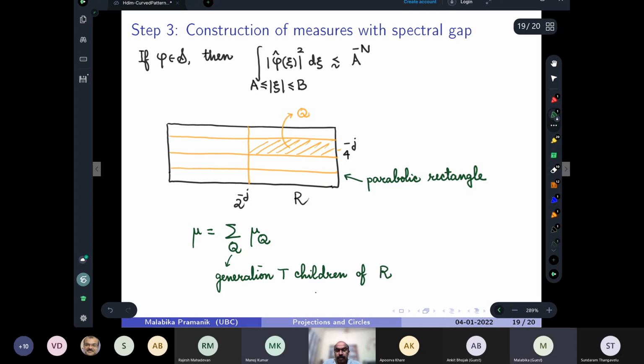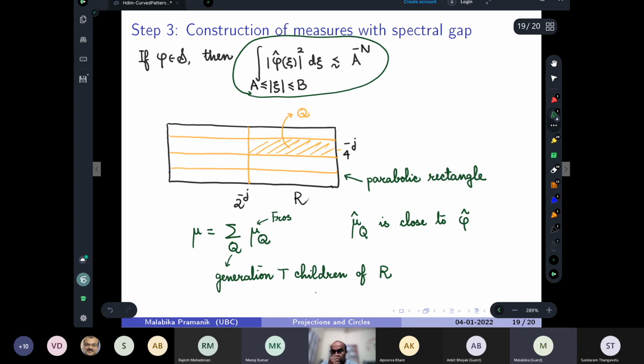This mu sub Q is carefully crafted in such a way that mu Q hat is close to phi hat, because phi hat is the one which seems to have the desired property. So these mu Q's are actually Frostman measures supported on Q, and they are weighted in such a way that their Fourier transform is close to phi hat. Okay, I'm being deliberately vague because there are a lot of details to be filled in here, but I think I'm already out of time.